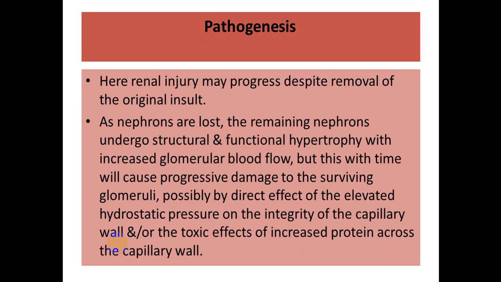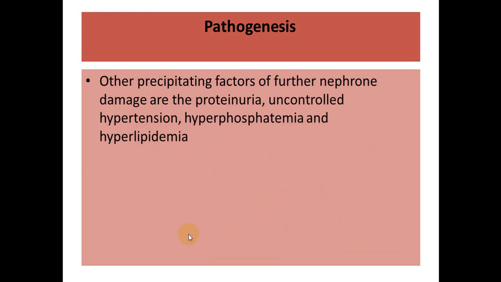About the pathogenesis, here the renal injury may progress despite removal of the original cause. If you compare chronic with acute, in acute the primary cause can be the driver. Here, the renal injury will progress. The nephrons are lost, and the remaining nephrons undergo structural and functional hypertrophy with increased glomerular blood flow, but with time this causes progressive damage and loss of the glomeruli. This is due to the direct effect of the elevated hydrostatic pressure on the integrity of the capillary, as well as the toxic effect of protein across the capillary wall.